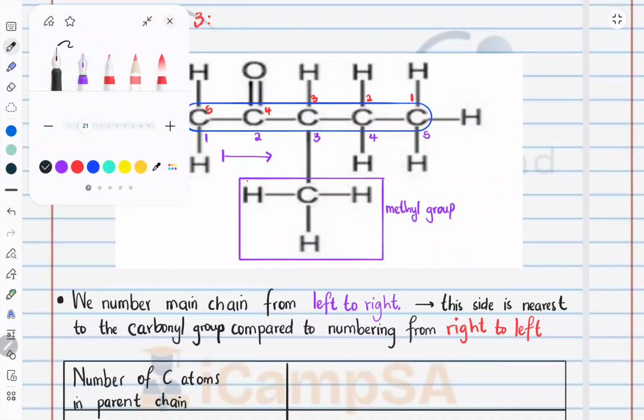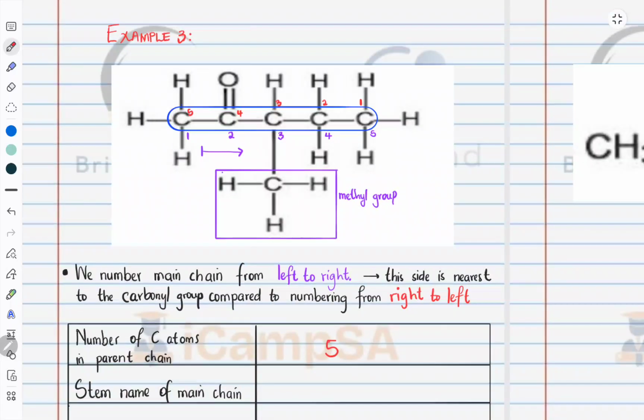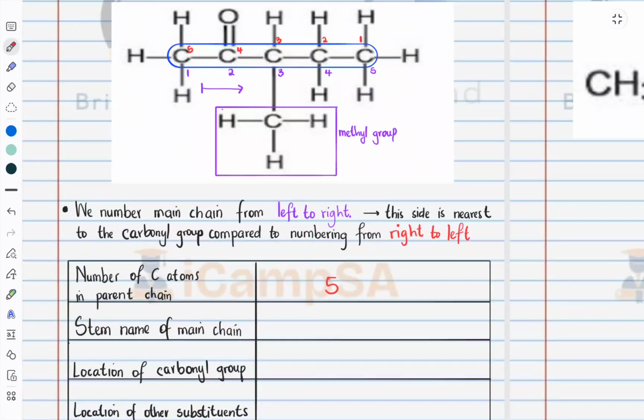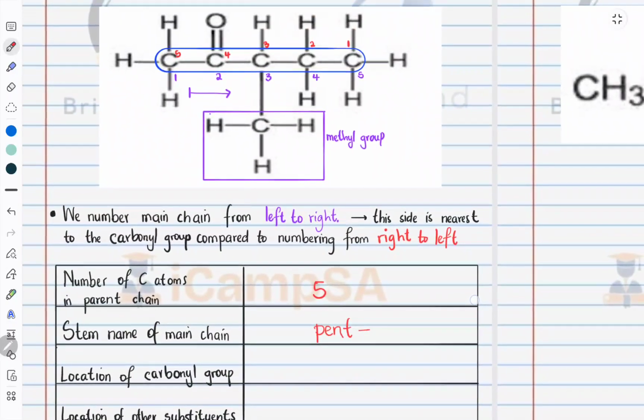All right, so let's go ahead and start constructing our IUPAC name. We start by determining how many carbon atoms we have. We have 5. That's the number of carbon atoms present in our main chain. So since it has 5 carbon atoms, the name of this parent chain would be pent. And then the location of our carbonyl group, we said it's on location number 2. In fact, let's do this.